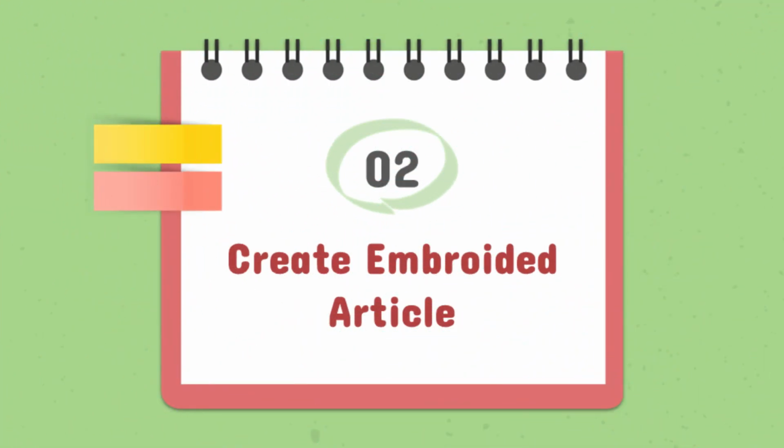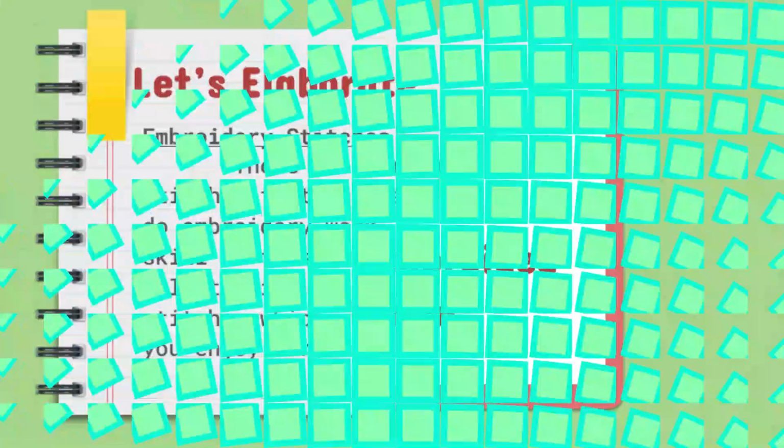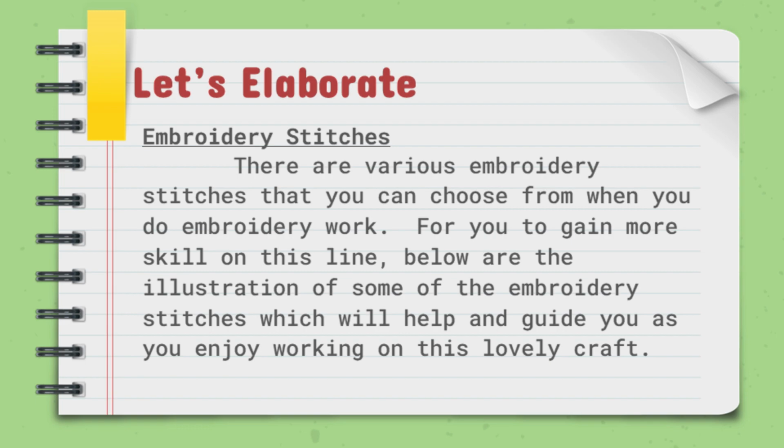So for the learning outcome number 2, create embroidered article. Embroidery stitches. There are various embroidery stitches that you can choose from when you do the embroidery work. For you to gain more skill on this line, below are the illustrations of some of the embroidery stitches which will help guide you as you enjoy working on this lovely craft.